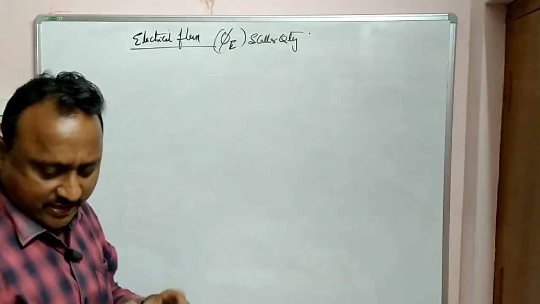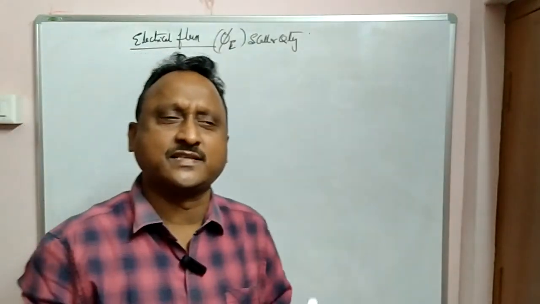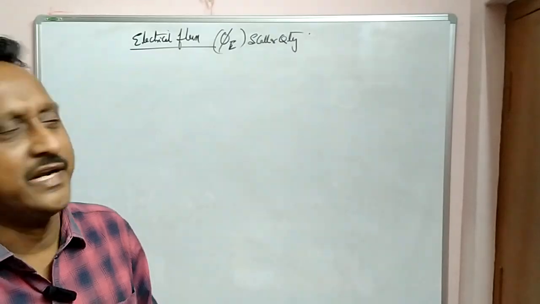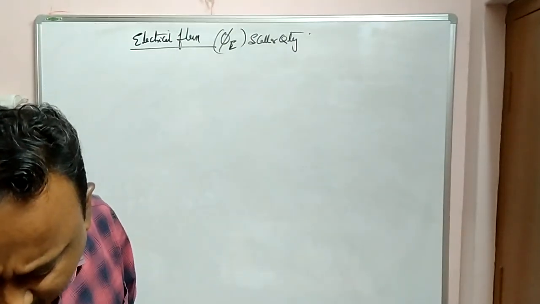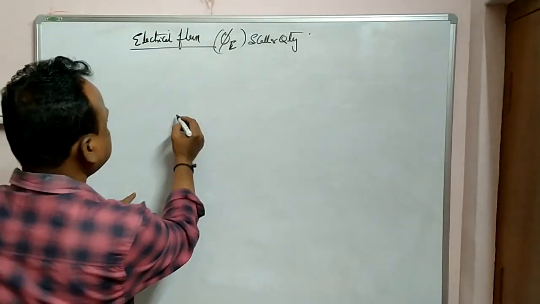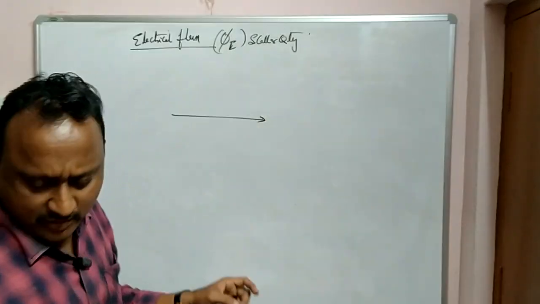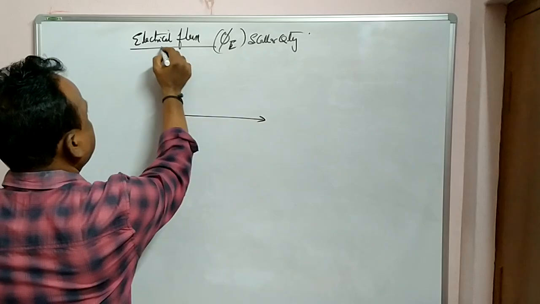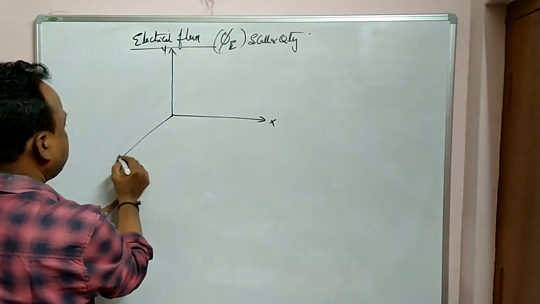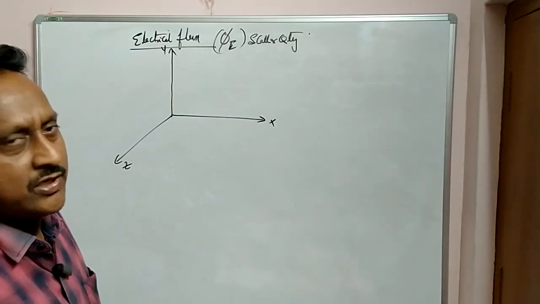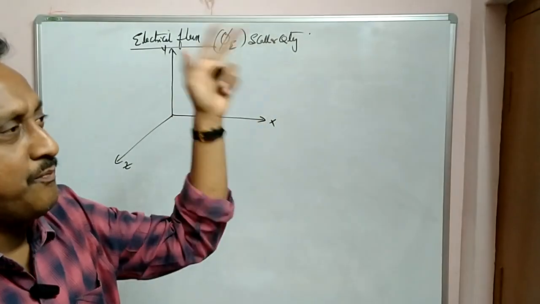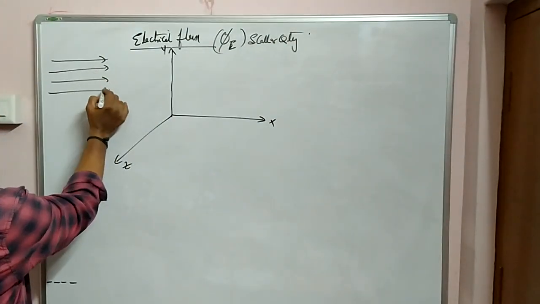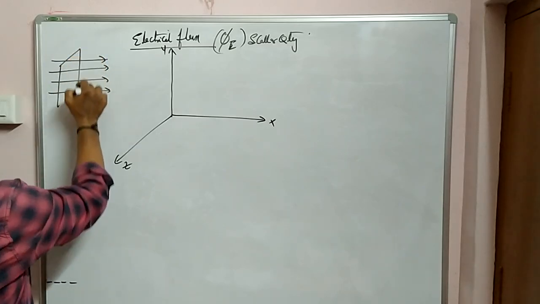So what is this electrical flux? See, just like magnetic flux, it is the number of electrical lines of forces passing through it per unit area. I will try to explain by giving some diagram. So this is the XY plane and this is the Z axis. Electrical flux means the number of electrical lines of forces passing through a given cross sectional area.